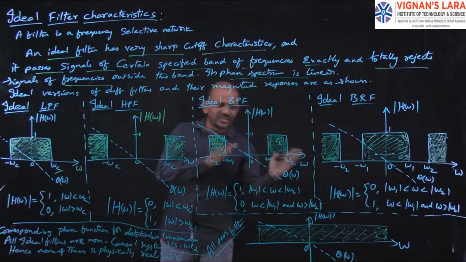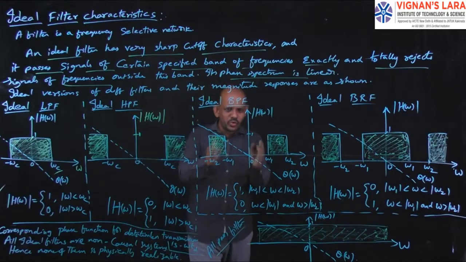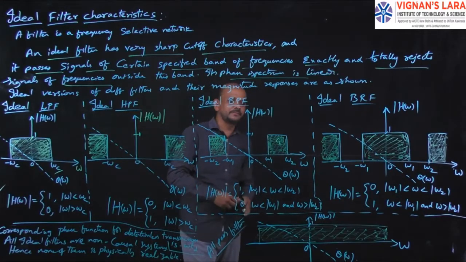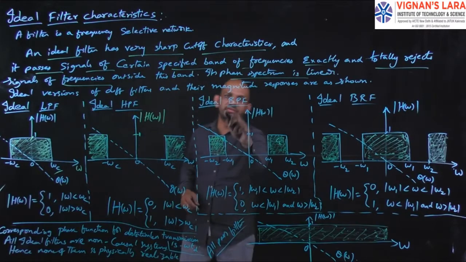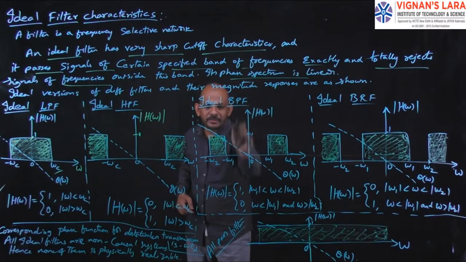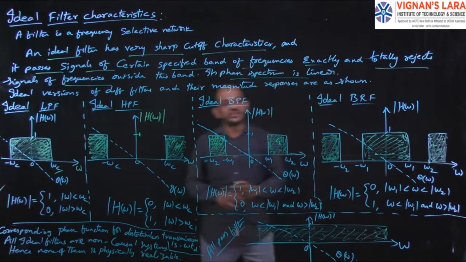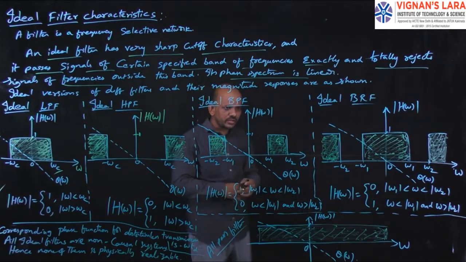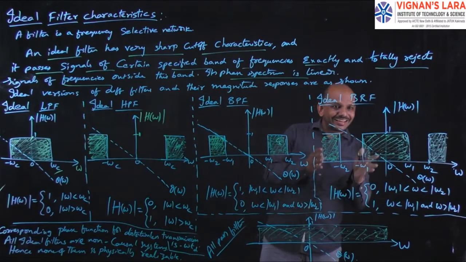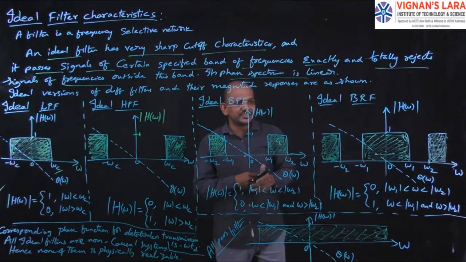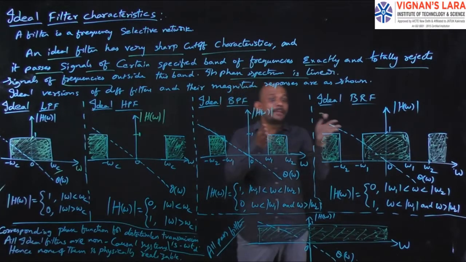That means after that it will be stopped. It will allow only this band of frequencies. Okay, so this is how we will specify the ideal band pass filter with the equations. And next one, ideal band rejection filters. Okay, so band rejection filters, that means it will reject in a particular band.